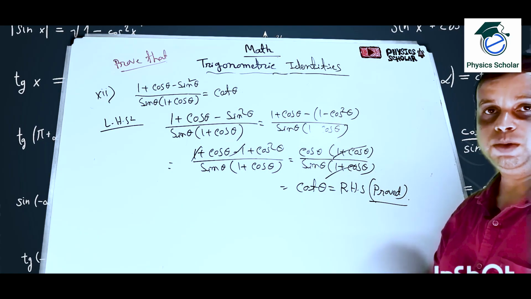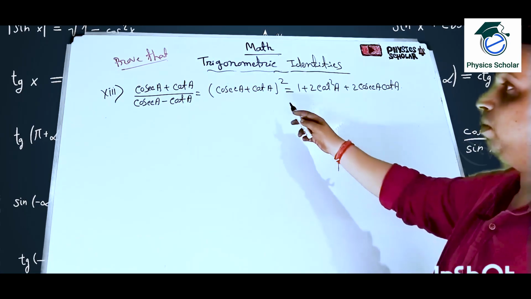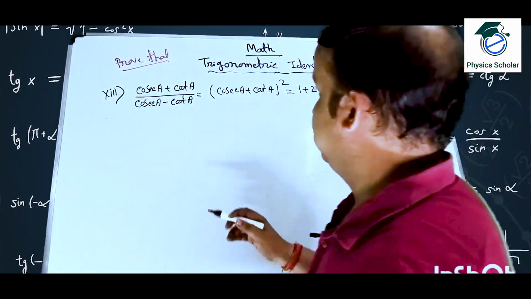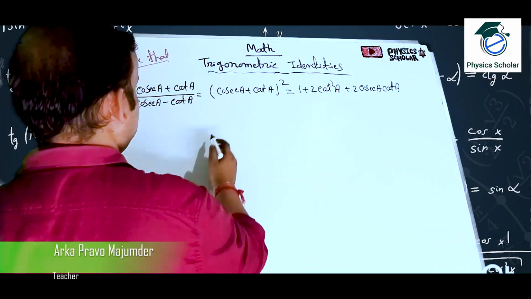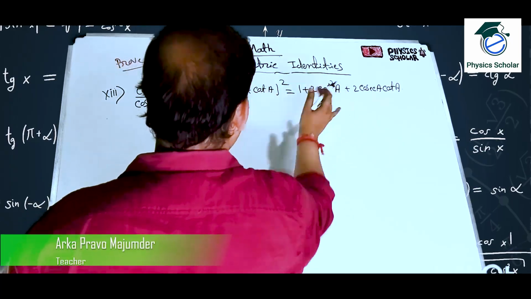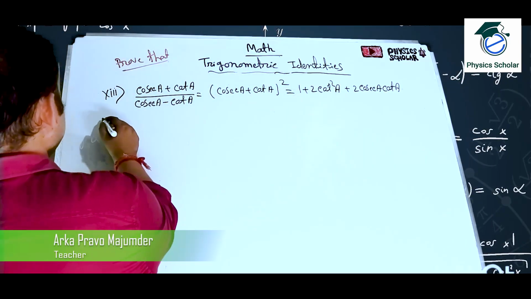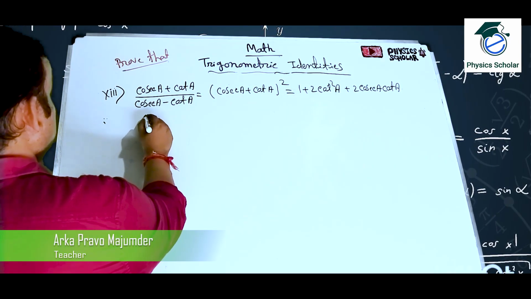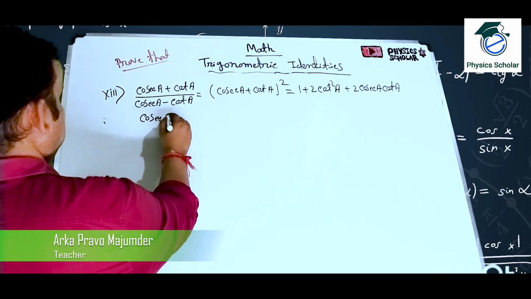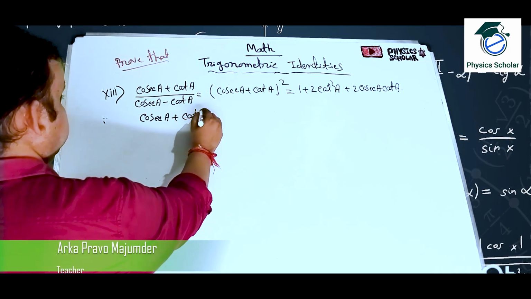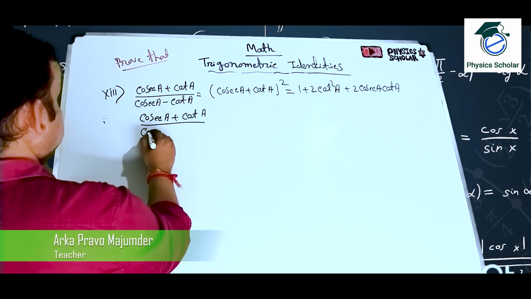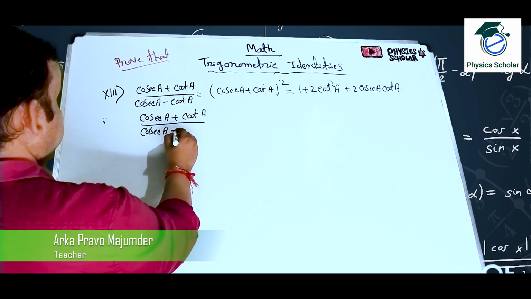Now let us move to the next sum. Cosec A plus cot A by cosec A minus cot A is equal to this. Clear? So let us move. What is given? Cosec A plus cot A divided by cosec A minus cot A.